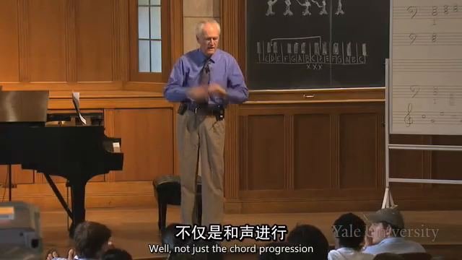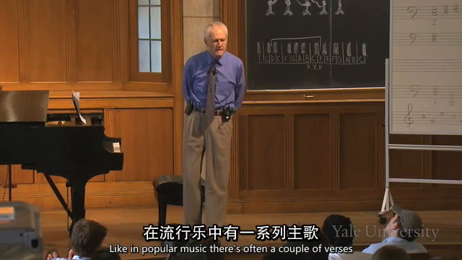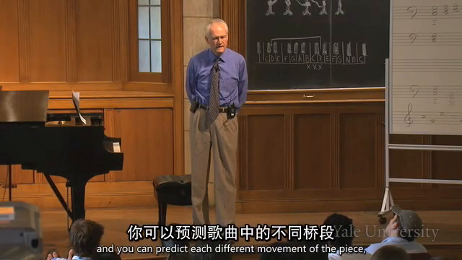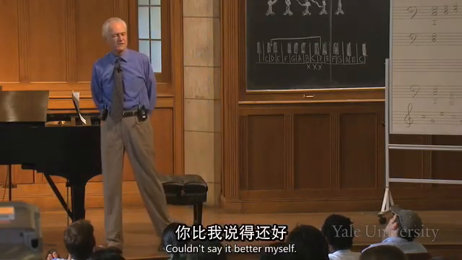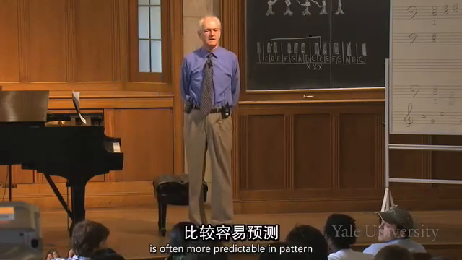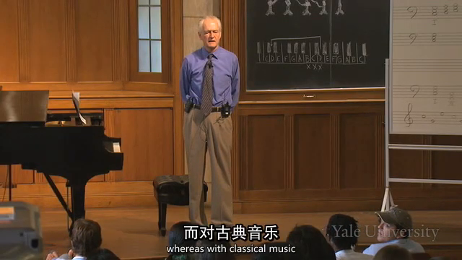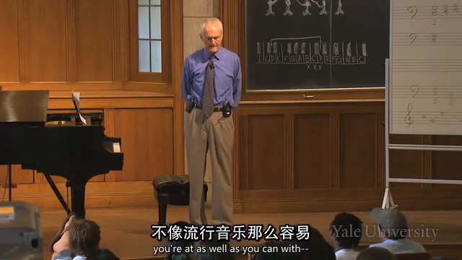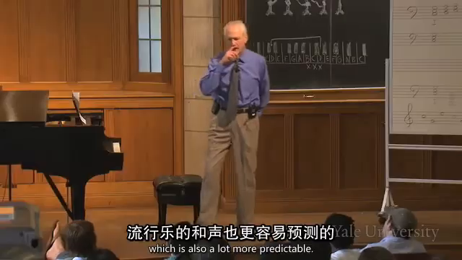Yeah? Well, not just the chord progression, but also the structure of the piece. Like popular music, there's often a couple of verses and a chorus and a bridge, and you can predict each different movement of the piece much more regularly than you can the whole movement of it. Couldn't say it better myself. Say that nice and loud so everyone can hear it. The structure of a popular piece is often more predictable and patterned in verses and bridges and choruses, whereas with classical music, you really can't predict what part of the movement you're at as well. Right. Exactly. And that ties in with the harmony also, which is also a lot more predictable.